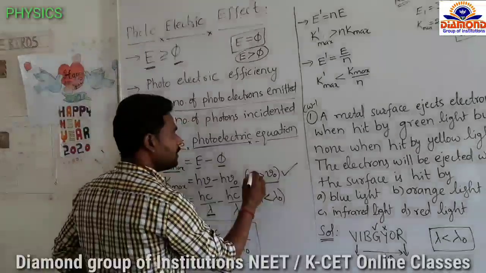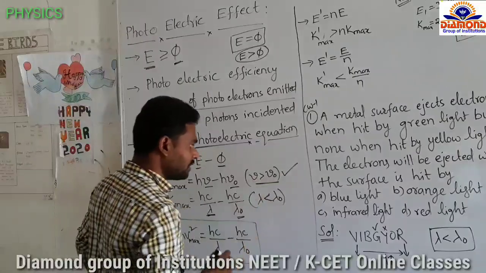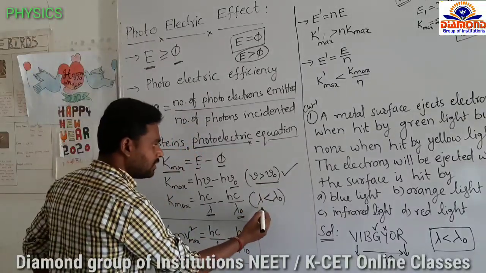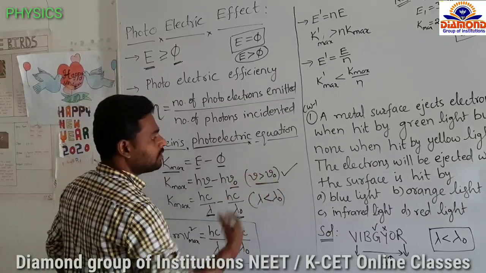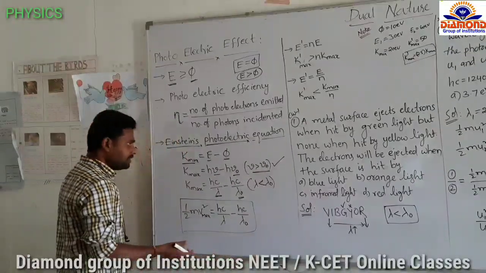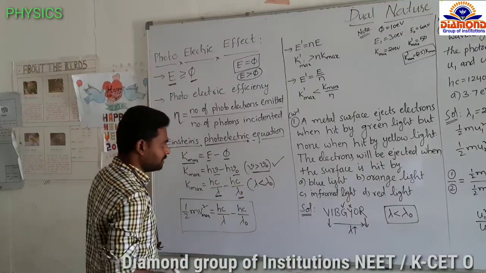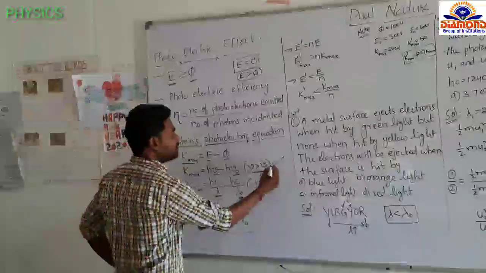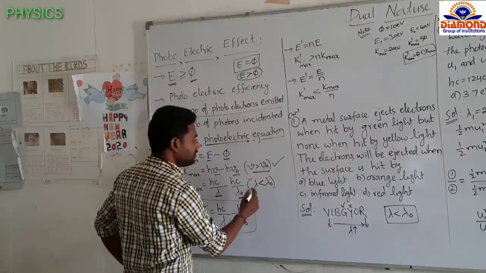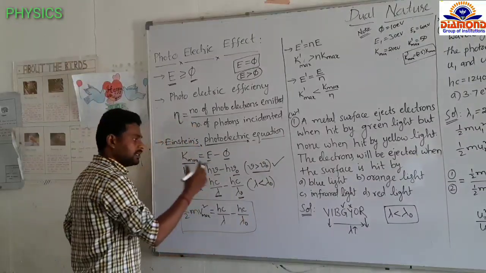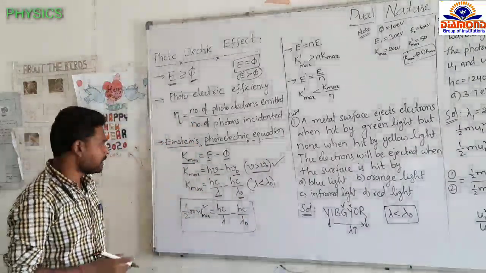If the frequency of the photon is greater than the threshold frequency, or the wavelength of the photon is less than the threshold wavelength, then only the electron will escape from the metal surface.